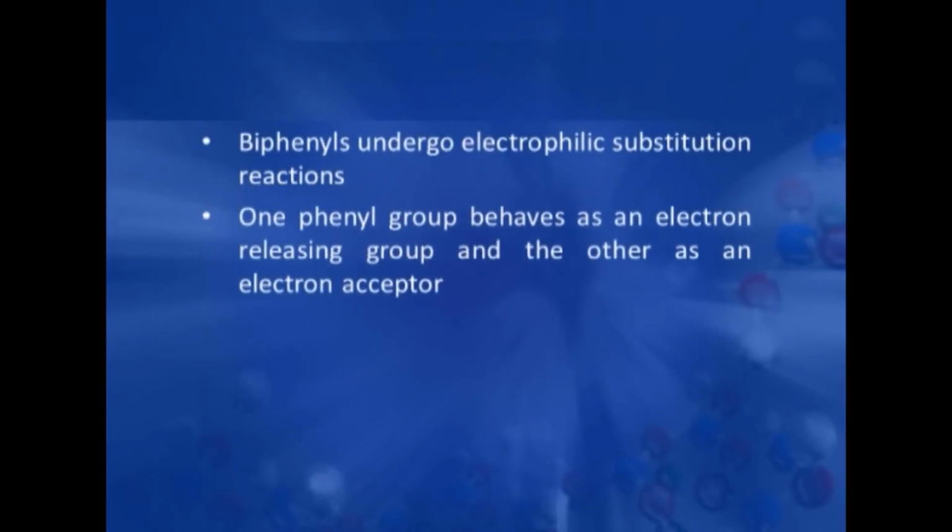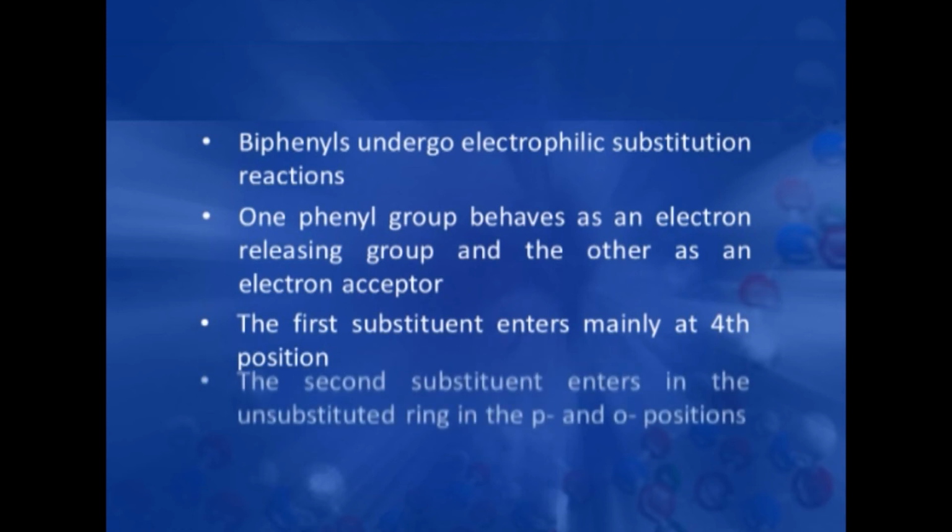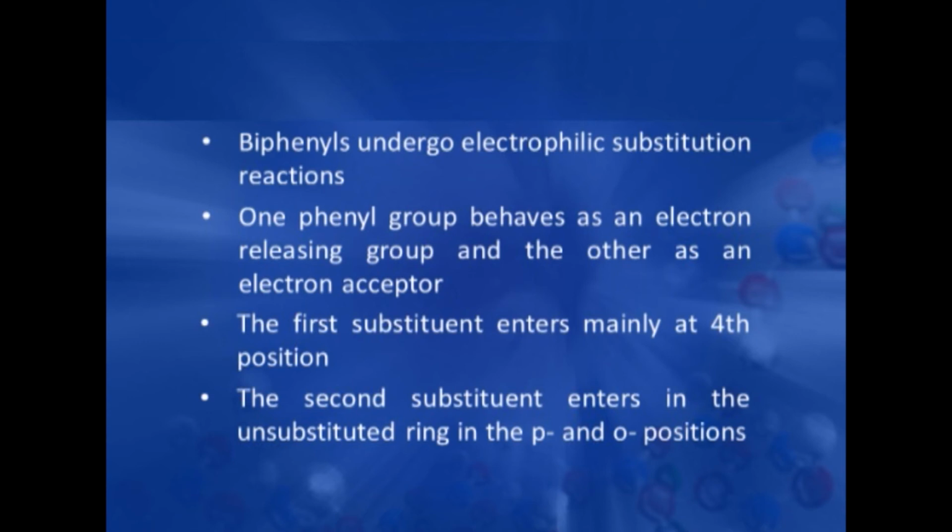Now, the reactions of biphenyls. As we have seen, biphenyls have two benzene rings joined together. So, these undergo electrophilic substitution reactions. One phenyl group behaves as an electron releasing and the other as an electron accepting group. If we do the electrophilic substitution, the first substituent enters mainly at the 4th position, and the second substituent enters the second ring, which is unsubstituted, at the para or ortho position.